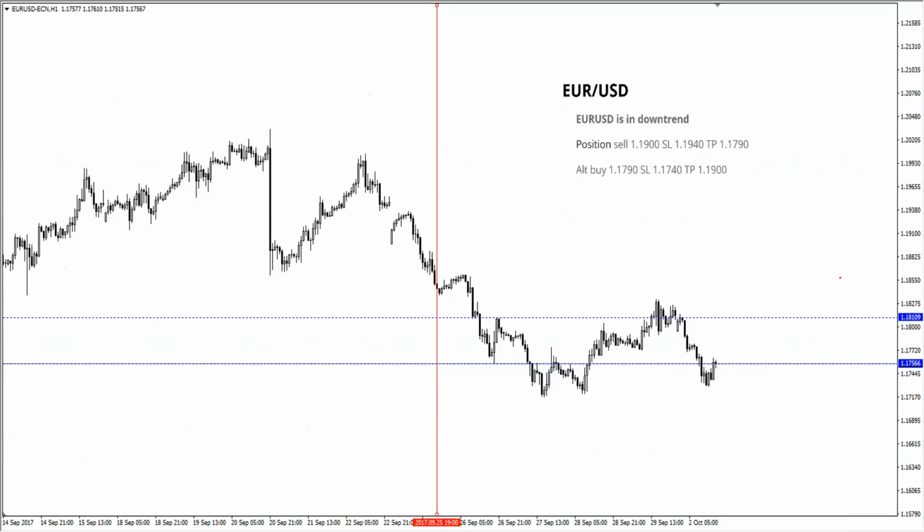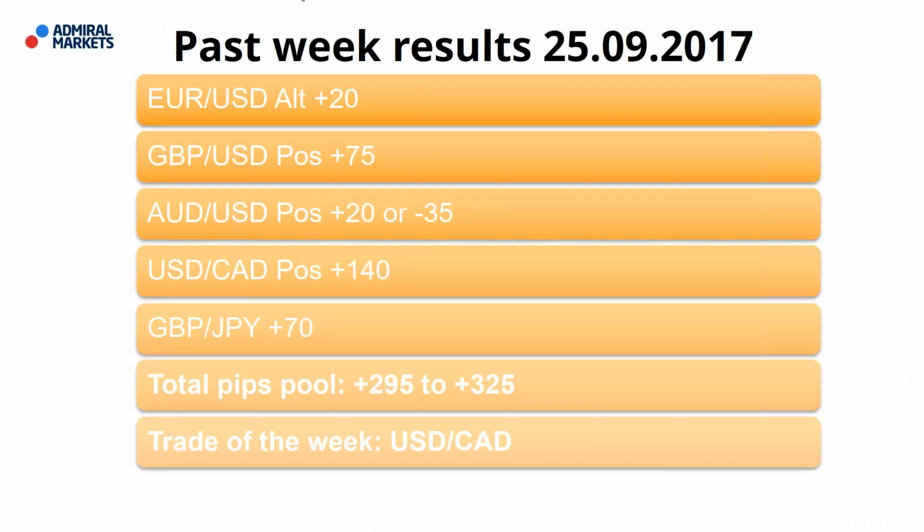So for previous week, this was the result. Anywhere from 295 to 325 possible pips. If you made 30-40% out of it, it's still good because these are free pips, free setups, of course.